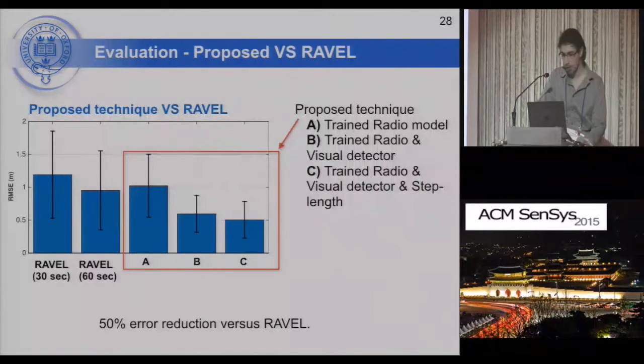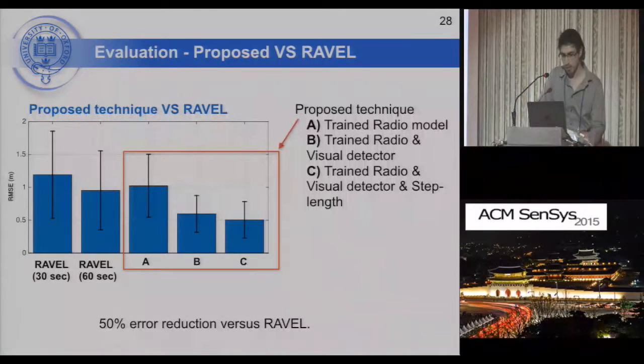Finally, we compare the proposed system against RAVEL. RAVEL is a multi-hypothesis tracking system. It's an offline approach where possible trajectories are maintained and then Wi-Fi measurements are used in order to find the correct path. This technique works by considering all frames inside a time window, and the larger this window is, the better the tracking performance.